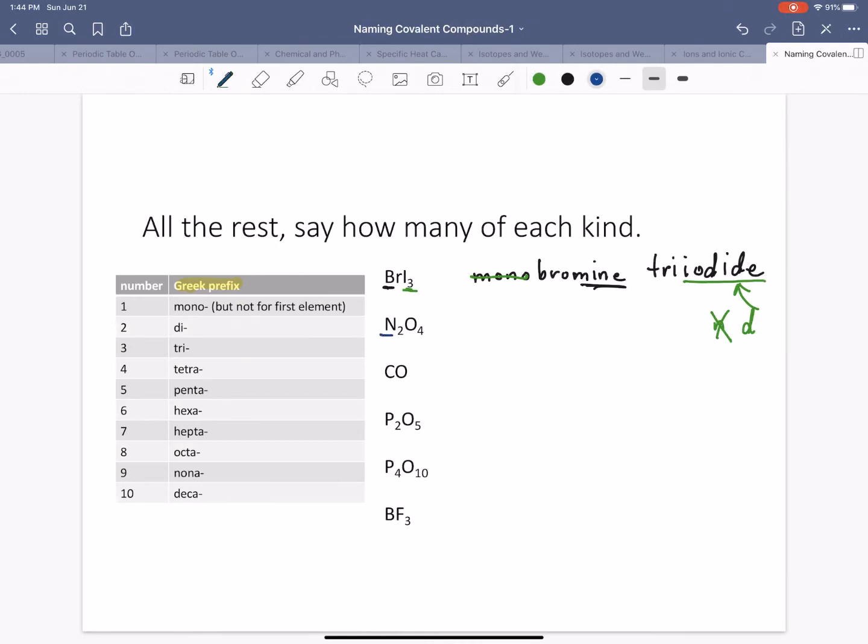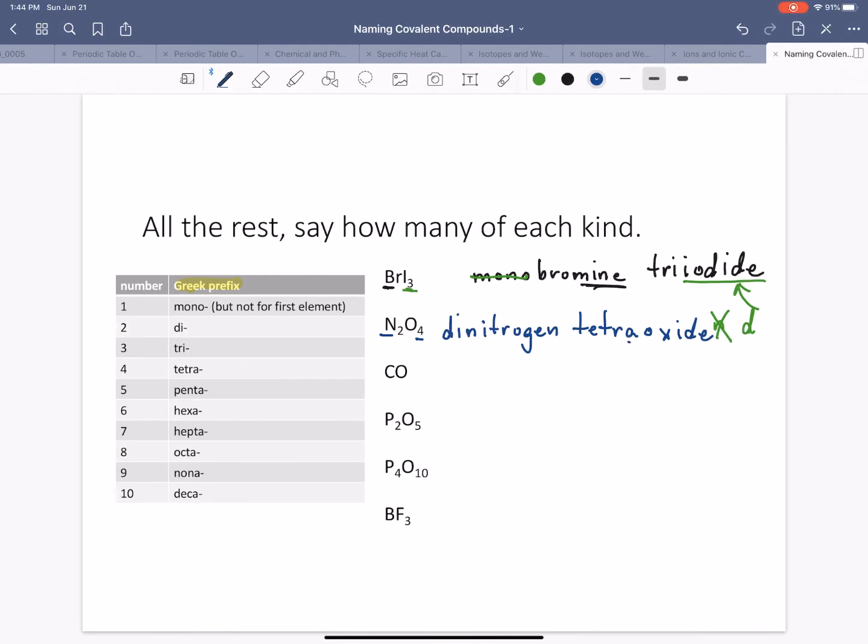The next one, we have 2 nitrogens, so di, element name, space, and 4 oxygens, tetra, oxide.